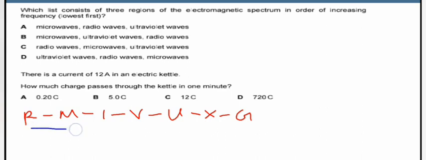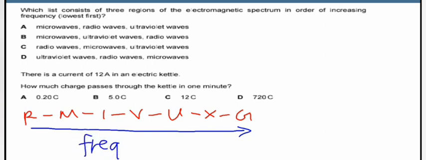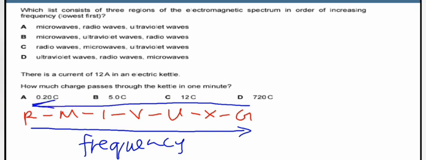So starting from the radio wave up to the gamma rays, this one shows the increase in frequency. Then starting from gamma up to the radio waves, this one shows the increase in wavelength. Meaning, gamma rays have the lowest wavelength and highest frequency. Right. So they are saying we need to start with the lowest first. So the lowest first is going to be the radio waves.